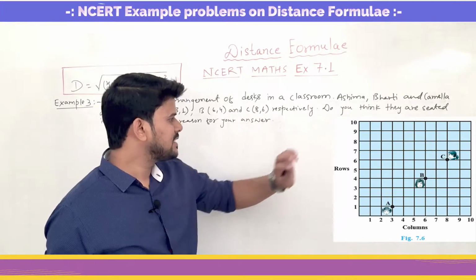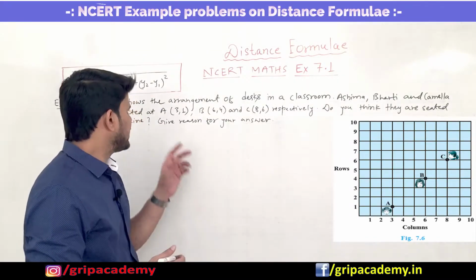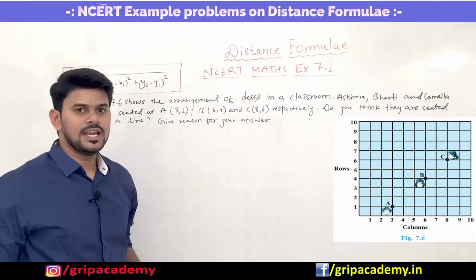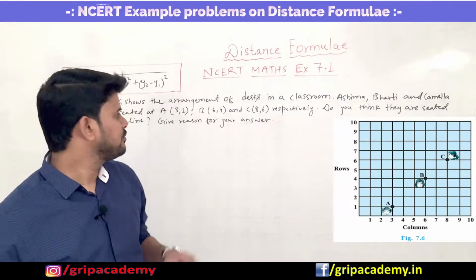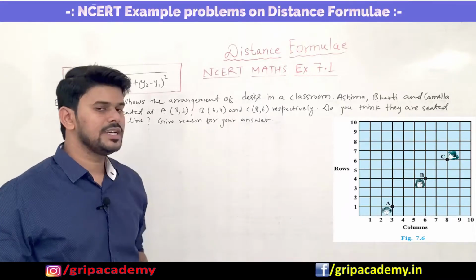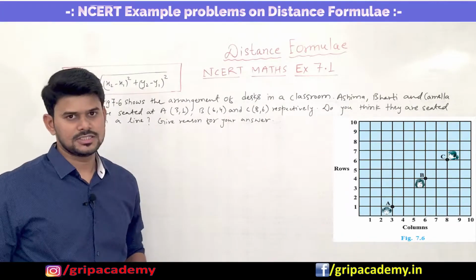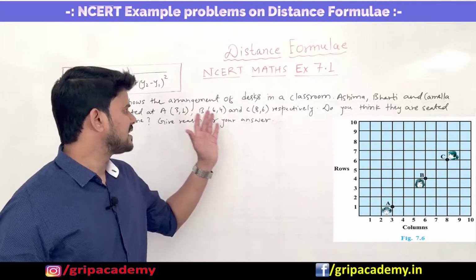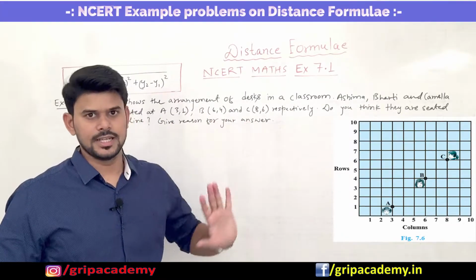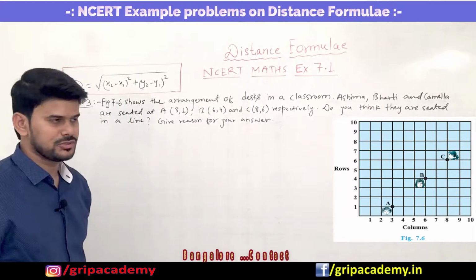Okay, so do you think they are seated in a line? It means we have to prove that A, B and C are collinear or not. If they are collinear, then they are sitting in a line. If they are non-collinear, then they are not sitting in a line. So give reason for your answer. We have to give reason why they are sitting in a line or why they are not sitting in a line. So how do we approach this question?